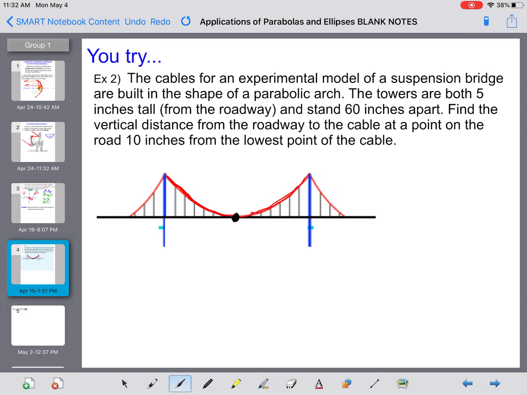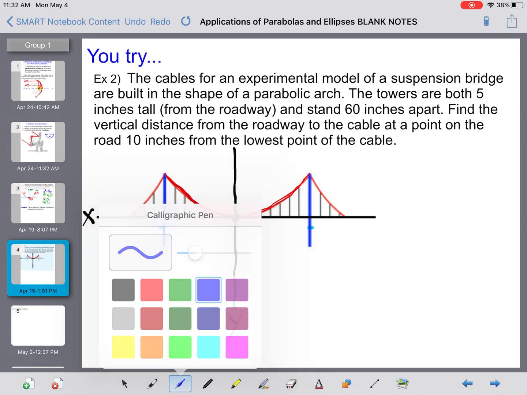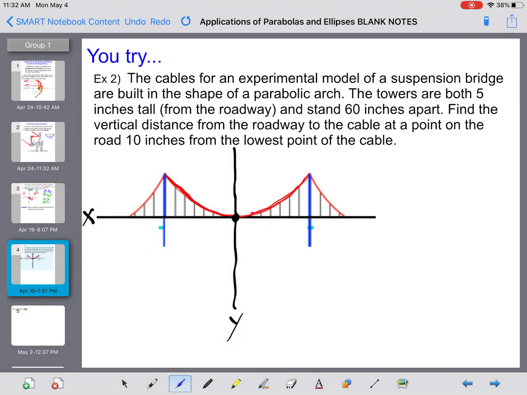All right, so I'm going to make the roadway the x-axis, and here's my y-axis. Now we have to decode and get some hints about what it's telling us. It says the towers are both 5 inches tall from the roadway. So because the x-axis is my roadway, the y value of this point right here is 5. I also know over here that the y value is 5, and I'll show you both points, but like we saw in the last problem, we usually only need one point on the parabola.